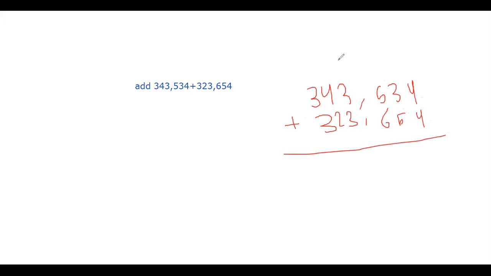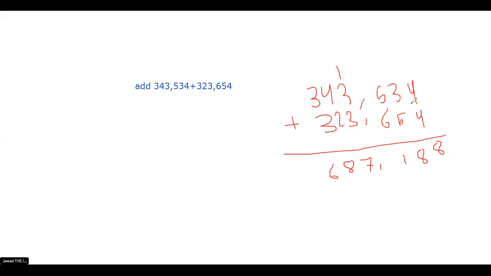Now with adding numbers, we start adding from right to left, digit by digit. So 4 plus 4 is 8. 3 plus 5 is 8. 5 plus 6 is 11, so we put the one here, and carry the other one. Now 1 plus 3 is 4, plus 3 is 7. This is my comma. Now 4 plus 2 is 6, and 3 plus 3 is 6. So we add digit by digit.